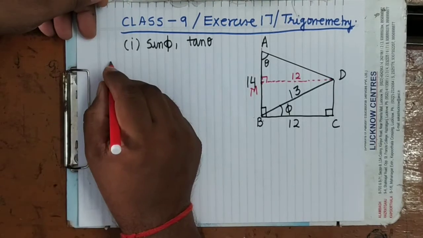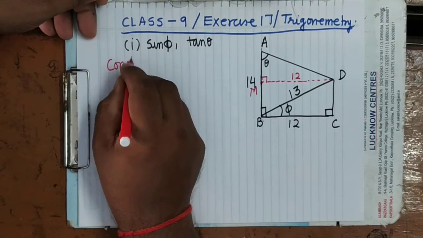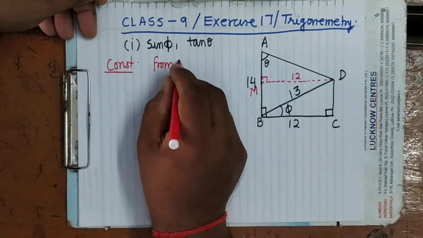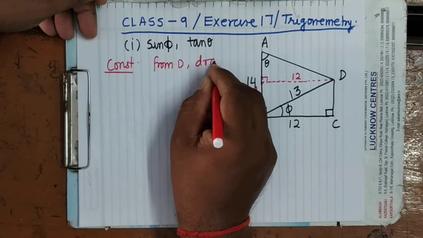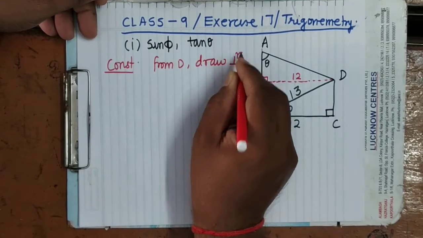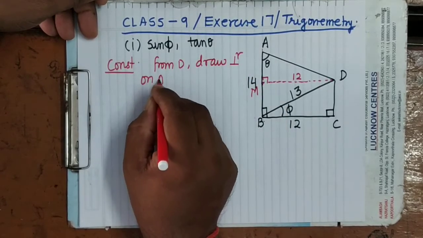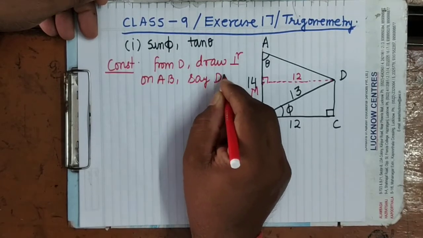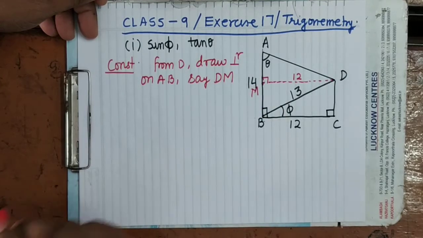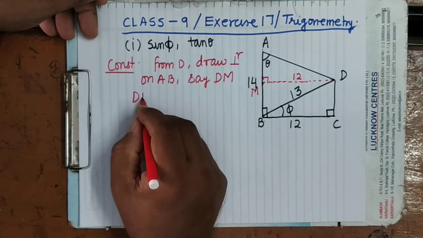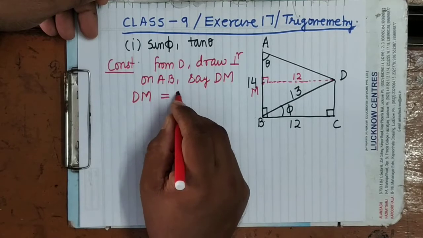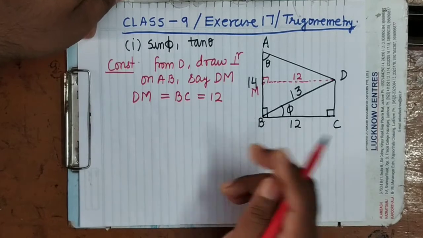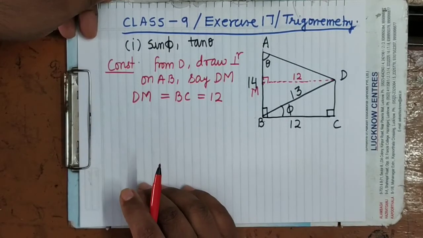So here I have done one construction. What is the construction? From D, draw a perpendicular on AB, say DM. That perpendicular has been named DM. So see here, DM will be equal to BC, which equals 12. It's clear. Unit is not given, so I will not mention any unit.